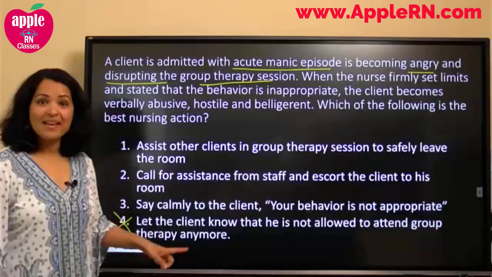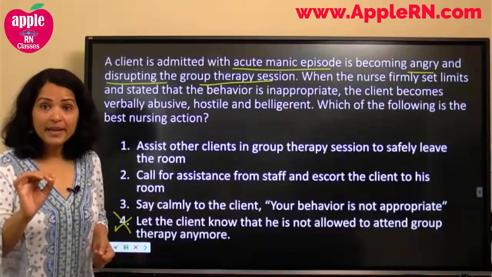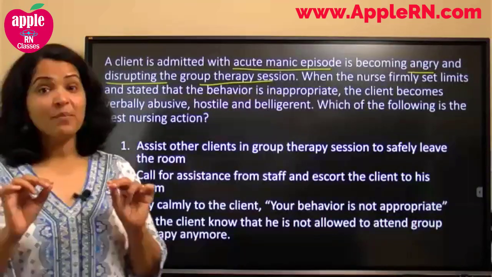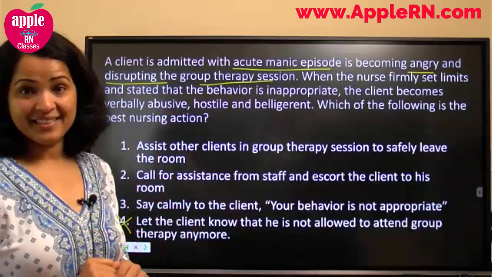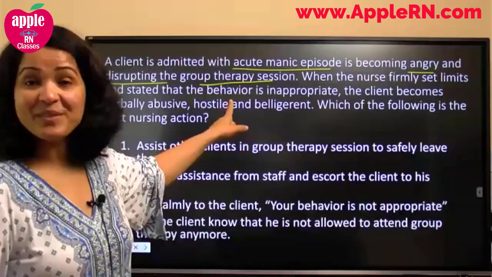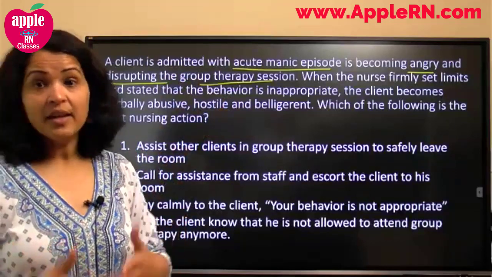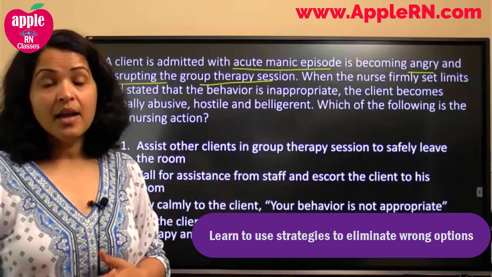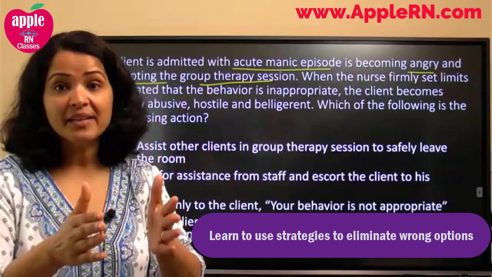Now, let's talk about 3. Say calmly to the client, your behavior is not appropriate. If this was something to be done initially, this would have been a perfect answer. When the patient is initially becoming angry and disrupting, and I as a nurse tell the patient, okay, this behavior is not appropriate, this is not acceptable here, that is great. That is simple, focused, setting limits.